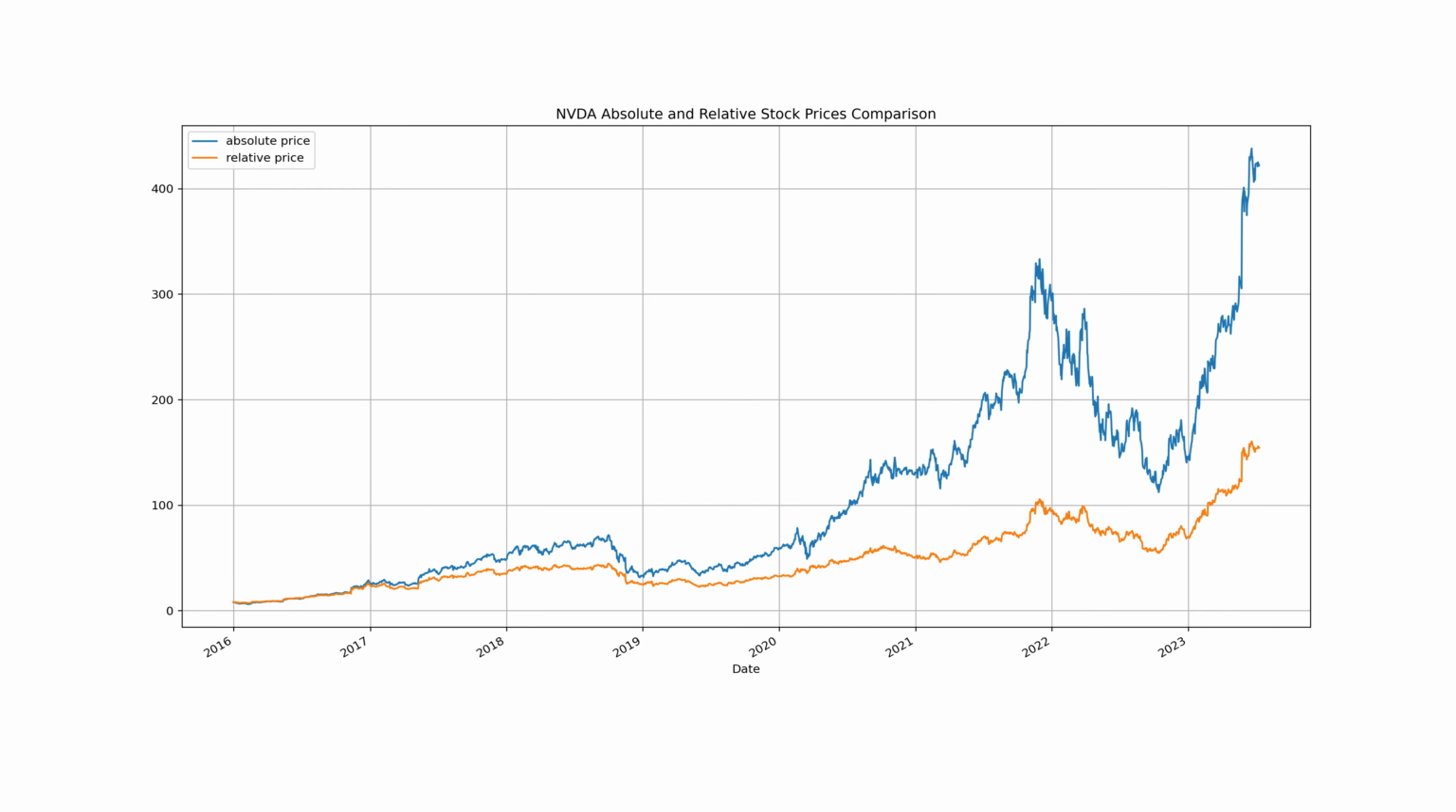For instance, here's a chart showing absolute and relative closing prices for Nvidia. It shows that the Nvidia stock showed strong outperformance in absolute and relative terms.